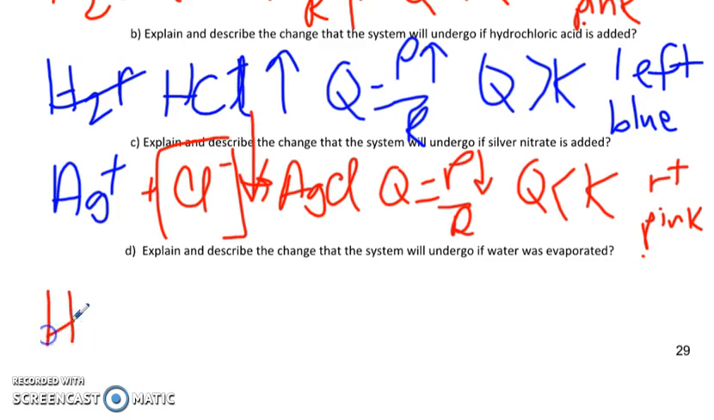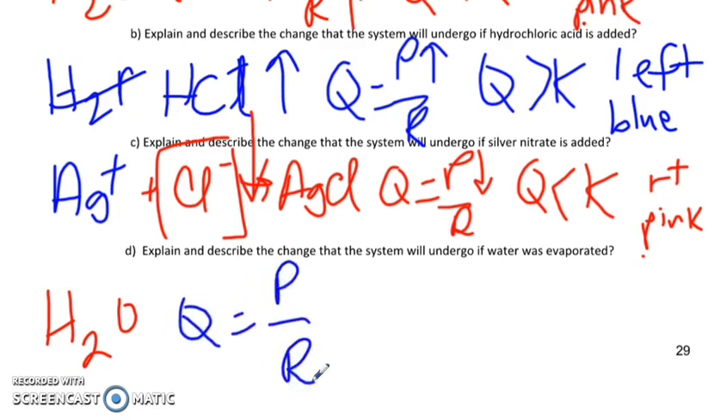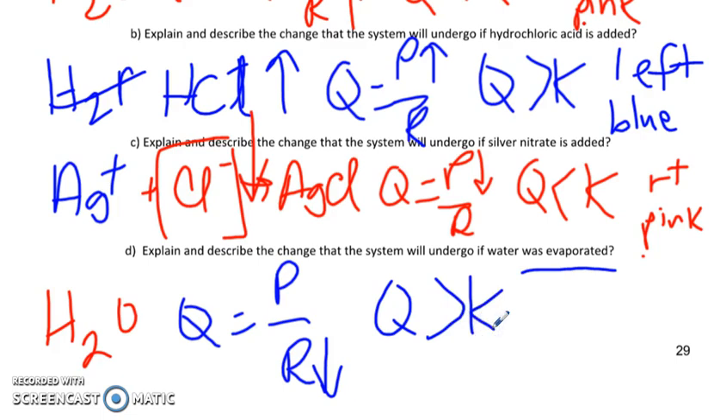So water is a reactant. If I do Q is equal to P over R, R is what? Going away, so R goes down. What happens to Q? Q now is greater than K, so how will the system react? Now it's too big. I have to make that number smaller, so I'm going to lose the products to make up for the lack of reactant. So it's going to shift to the left.